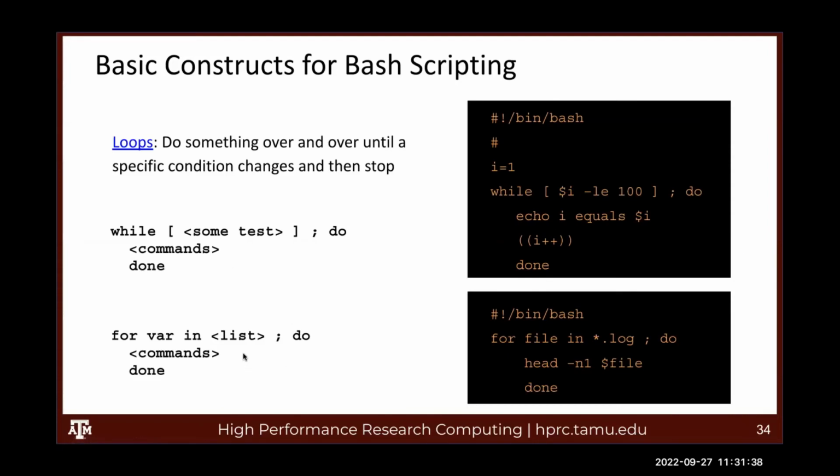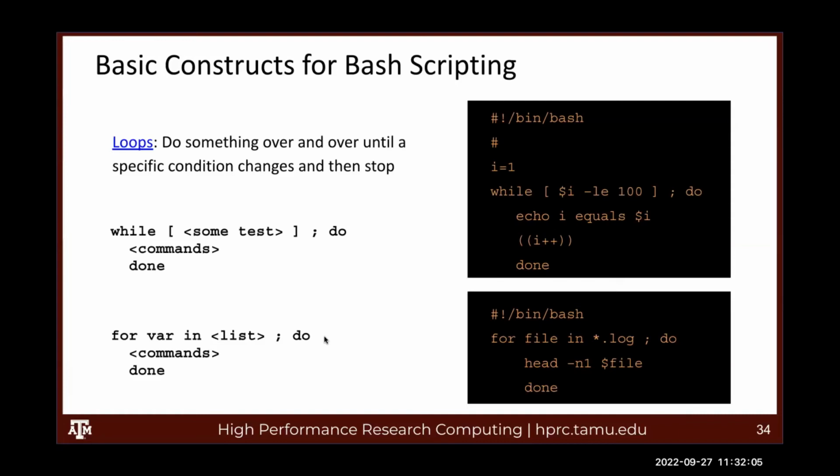You could do for. What for is going to do is read through every variable in a certain list. If you look on the right-hand side, this says for file in wildcard .log. That's going to iterate through every file that ends in .log. So if you had file1.log, file2.log, it would repeat that command for all of those files.